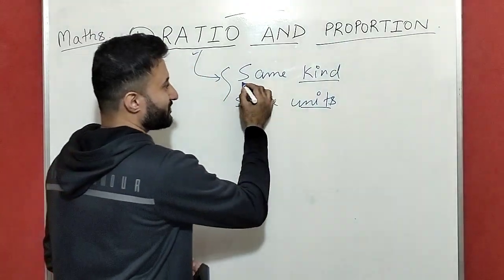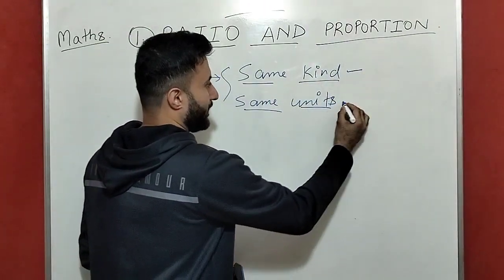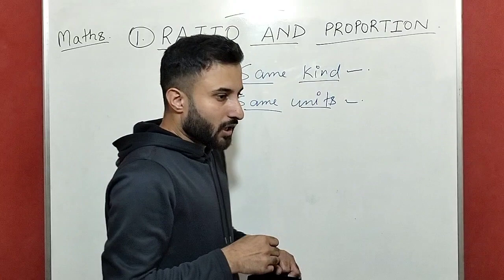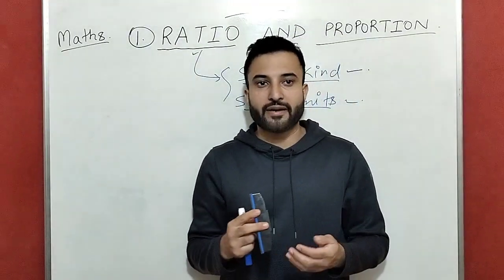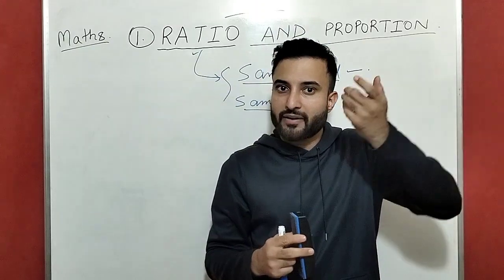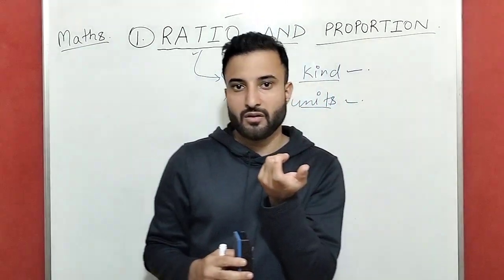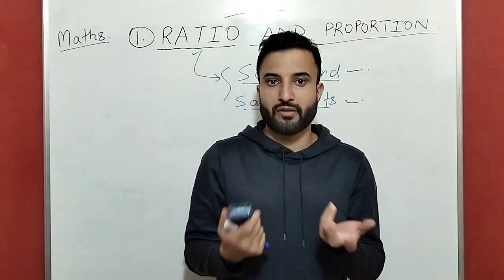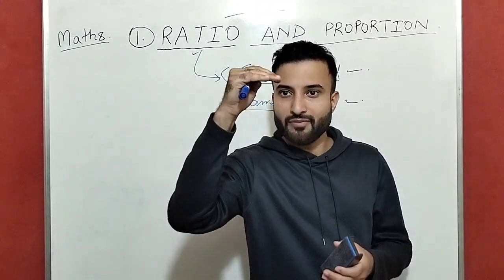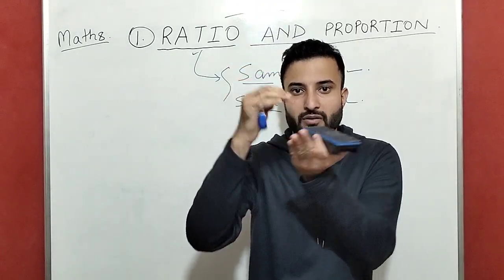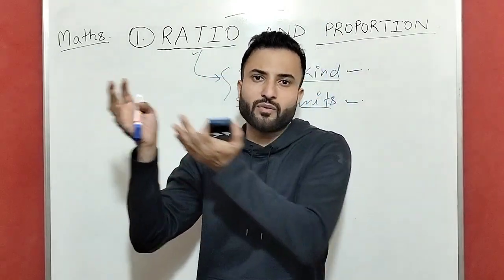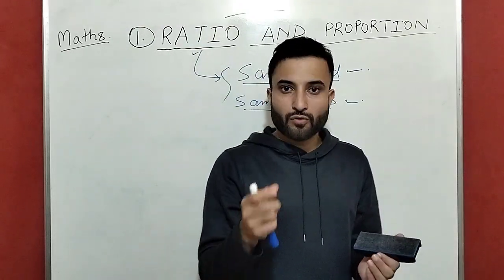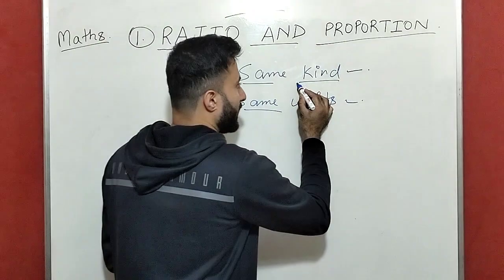Okay, so same kind and same units. What do same kind and same units indicate? See, if I say compare Ram's weight and Shyam's height, can you compare? No, it is not easy, it is not possible, because Ram's weight and Shyam's height are totally different. One person's weight and one person's height, how can you compare? It is not easy to compare, right? So that's why we say the comparison should be in the same kind.